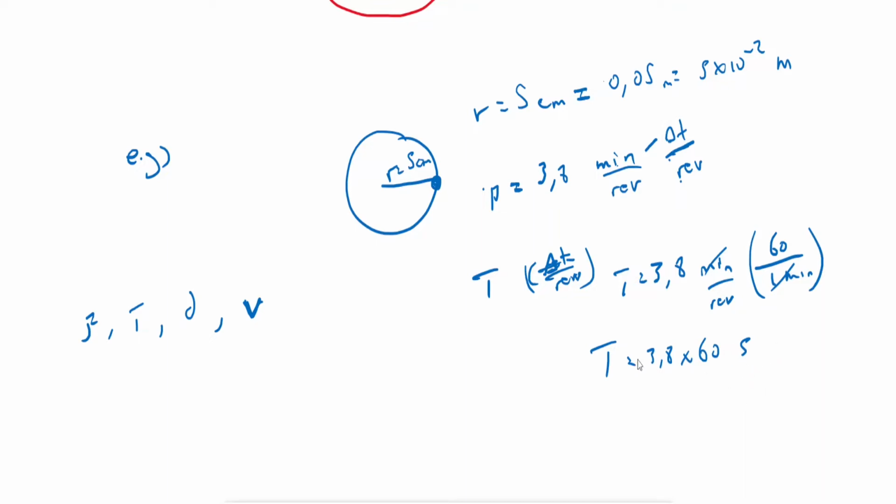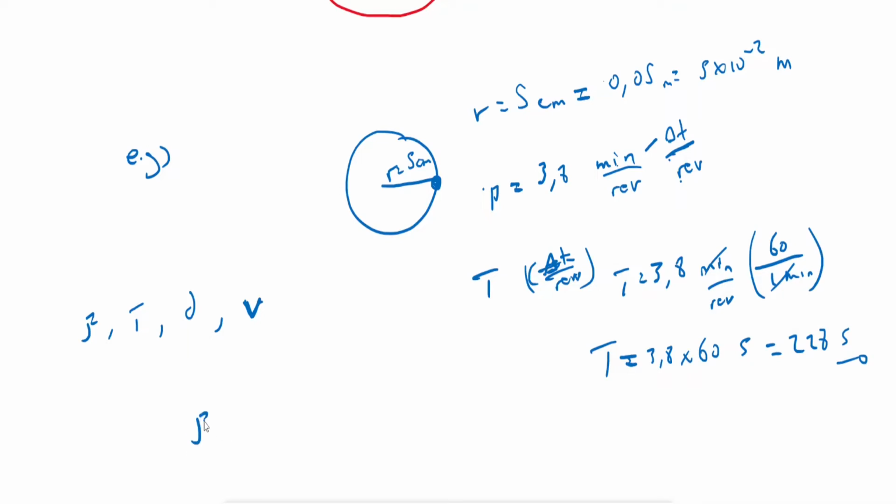But let's just put seconds. How long do you take to make one revolution? It's just interested in the time, so I'm not going to put the rev. It's there, but I'm not going to put it. So basically this is going to be 228 seconds. That's my period. This is how many seconds they will take to go around in a circle. So they are actually pretty fast.